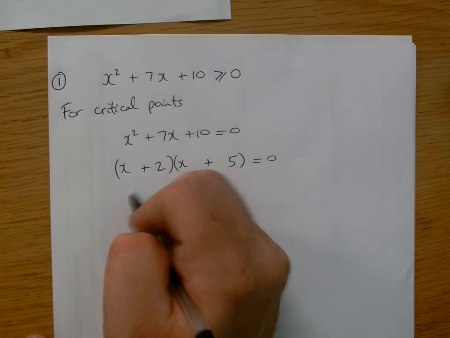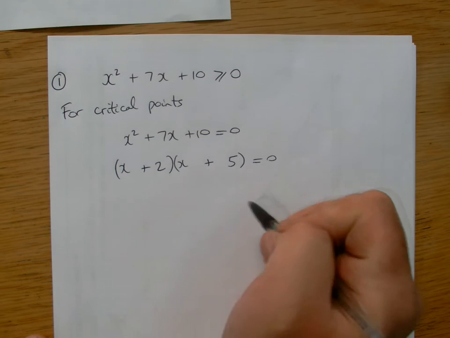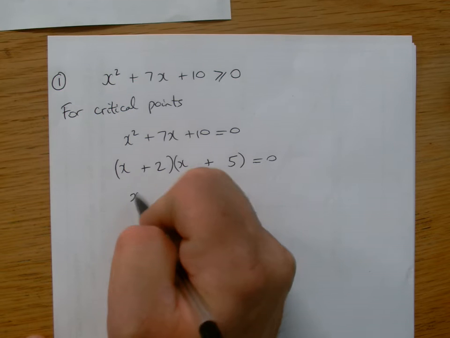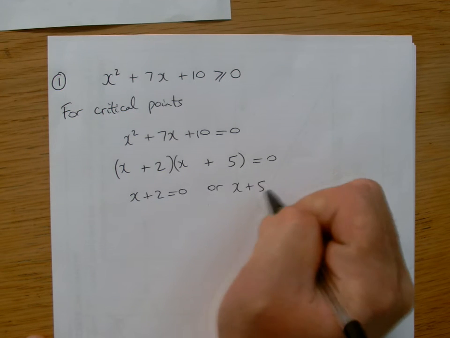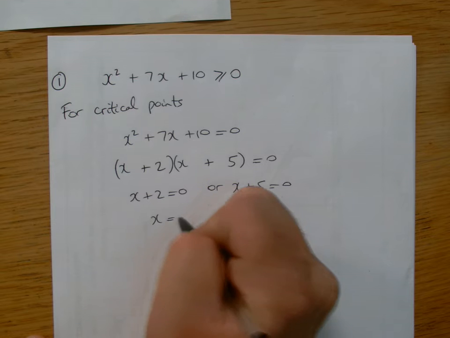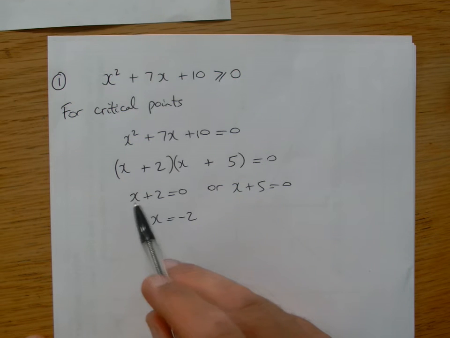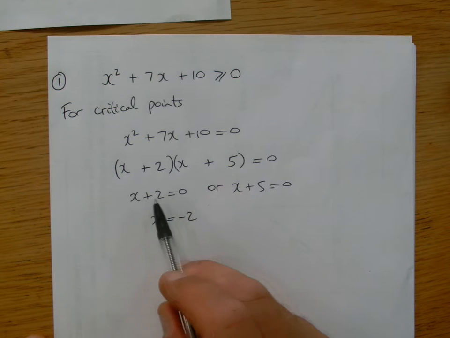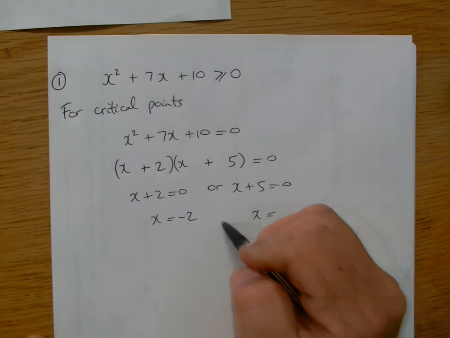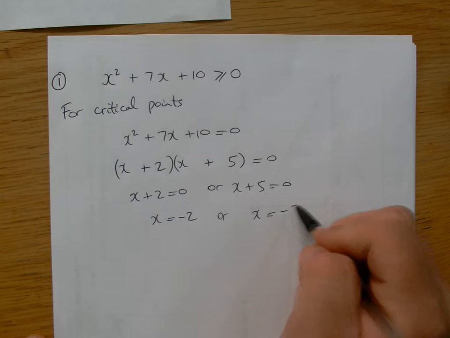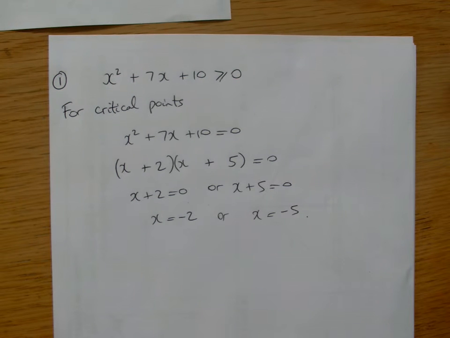So then you've got two brackets times together equal to 0, so one of them has got to be 0. Either the first bracket or the second bracket. That means x will be minus 2 when you solve the first bracket equal to 0, because you take the 2 over, it becomes minus 2. The same here: take the 5 over, it becomes minus 5. So those are your critical points.